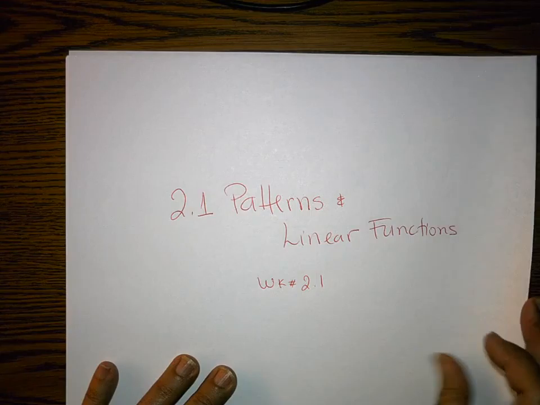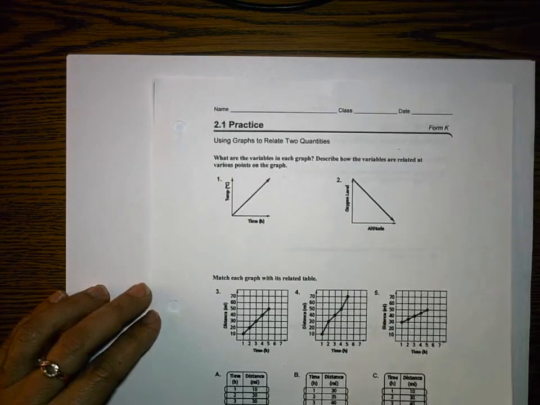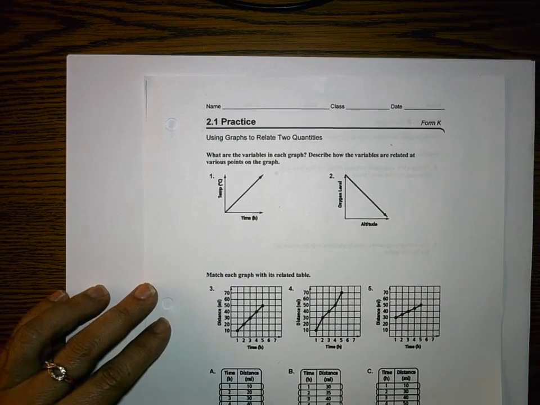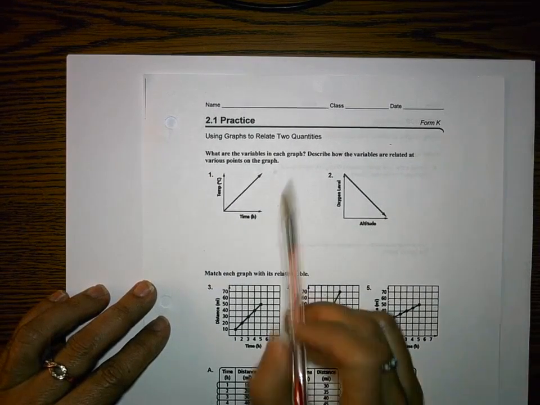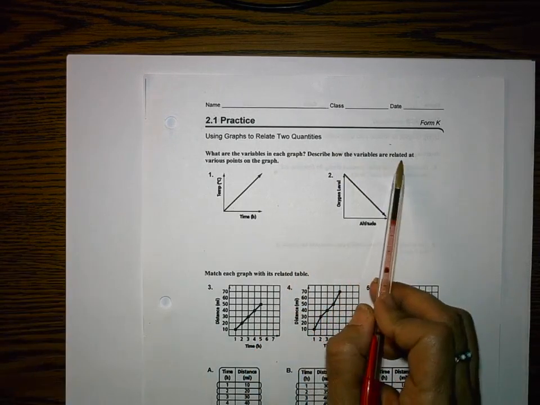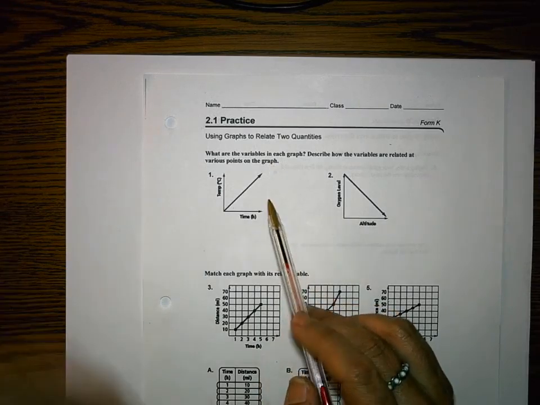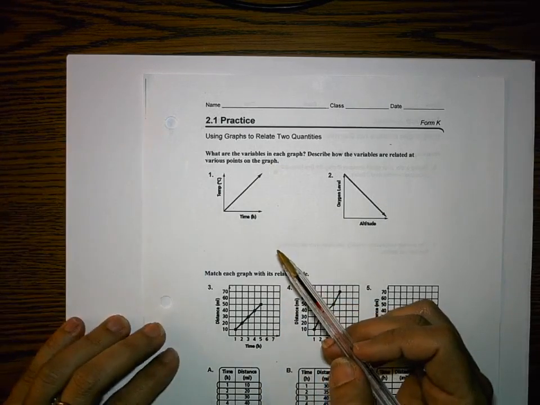We talked about how graphs have a pattern, and we're looking for these patterns. So let's take a look at your worksheet number 1 here. It says, what are the variables in each graph, and describe how the variables are related at various points on the graph. So you're pretty much looking at a graph and trying to understand what it's telling us.